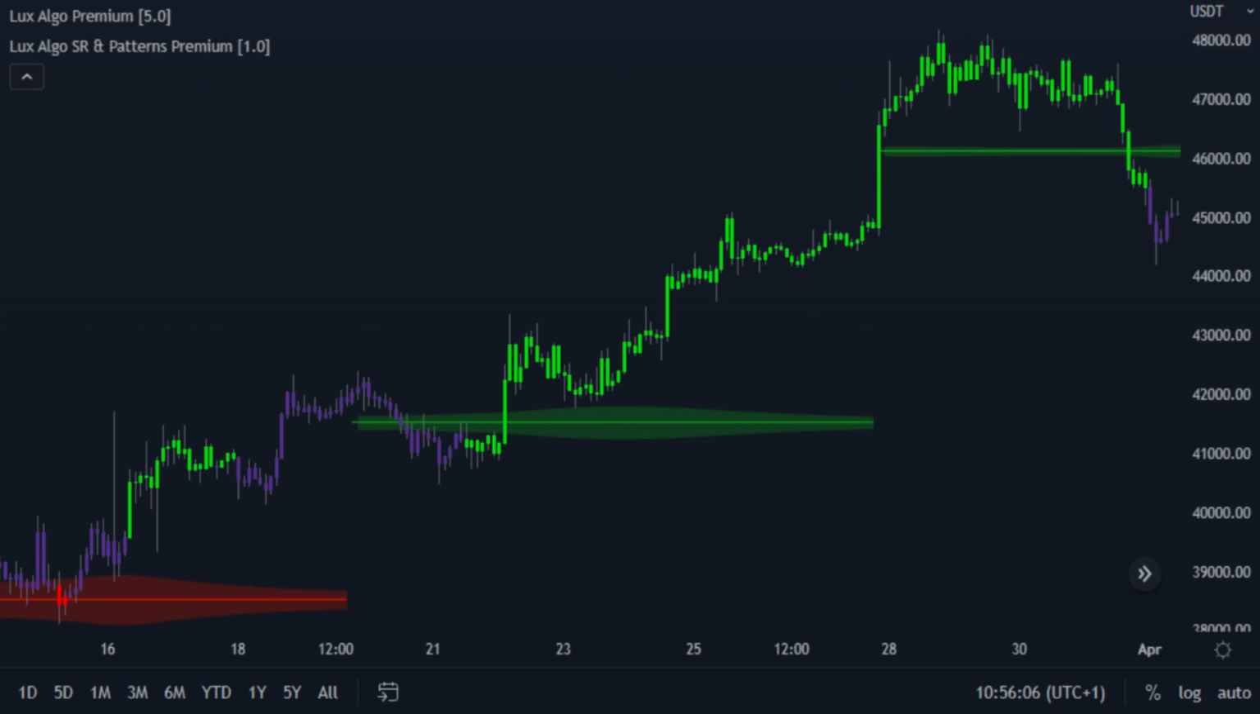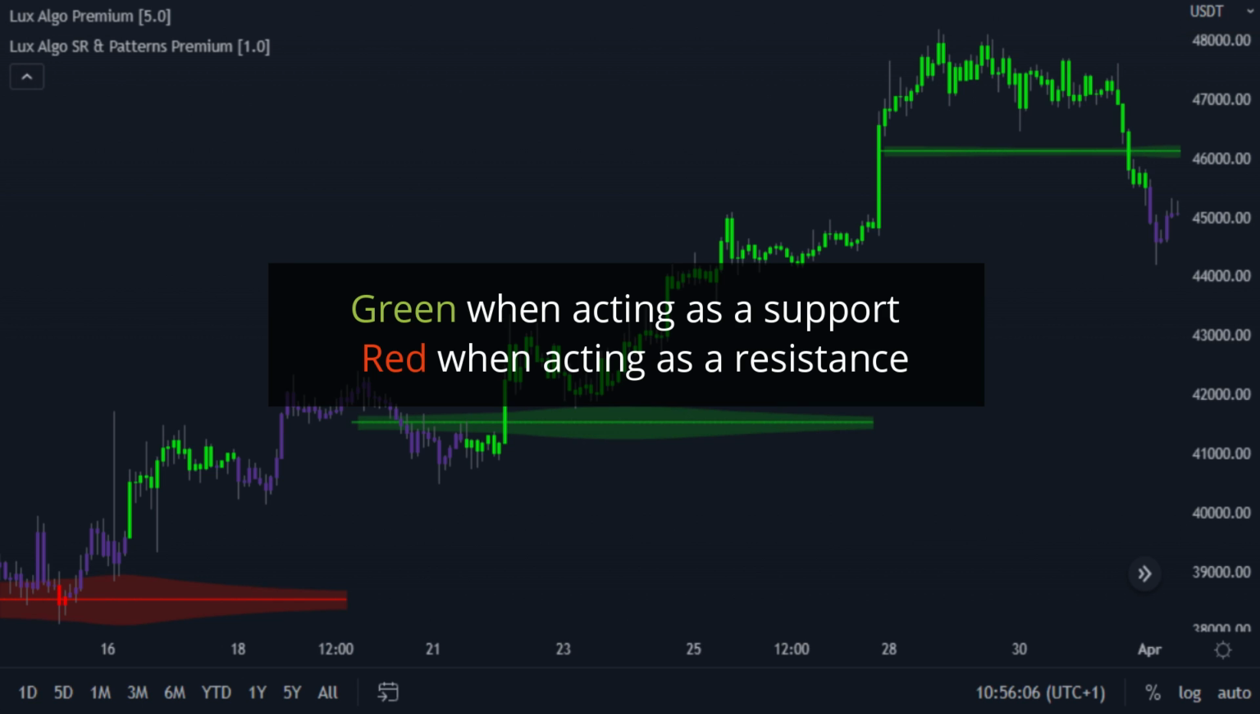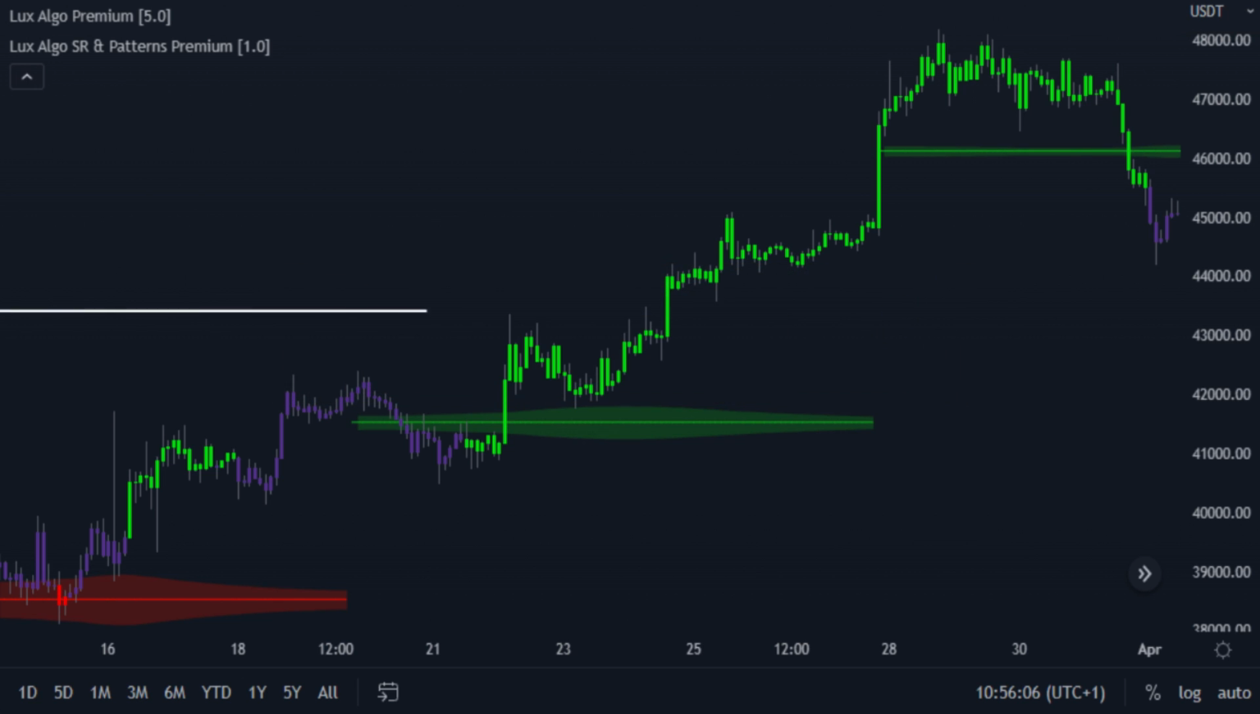Breakout zones are levels displaying horizontal support and resistance lines, all shown in real time. The lines will appear green when acting as a support and red when acting as a resistance. The thicker the line, the higher the level of support or resistance, making it harder for price to pass through.